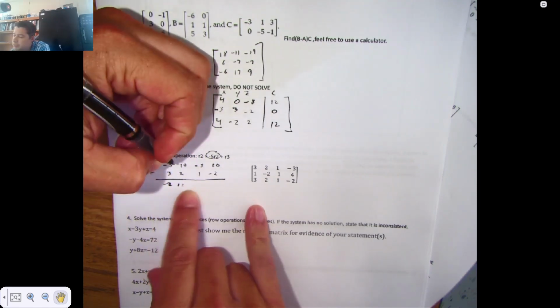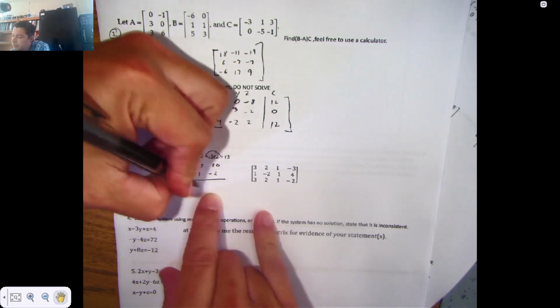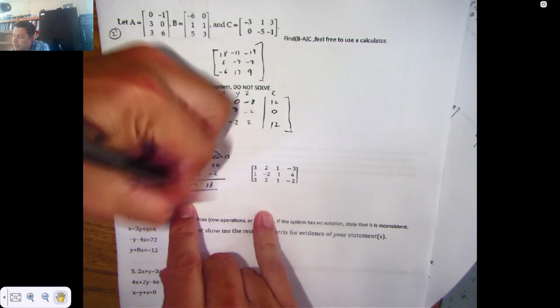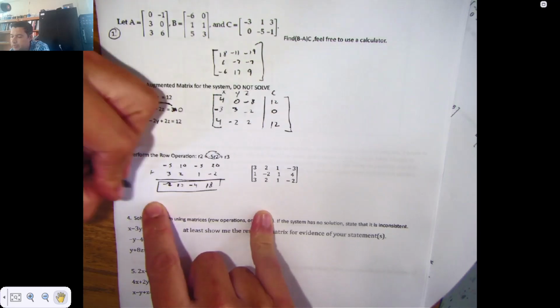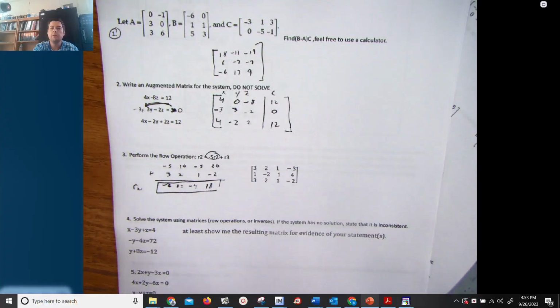Give me just a minute. Let me finish recording. Negative 4 and 18. That would be the row I'm looking for in row 2. Y'all come on in.